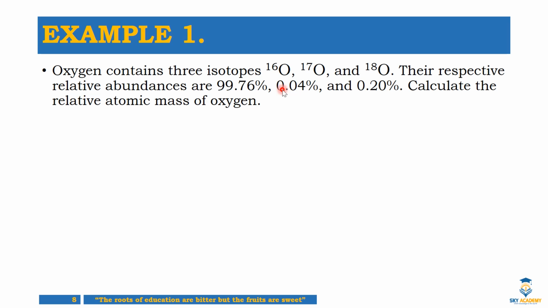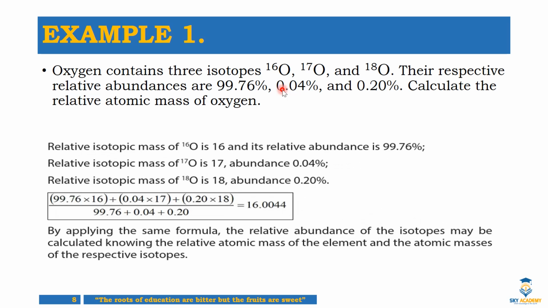So now we are going to calculate the relative atomic mass of oxygen. Here we have oxygen 16, whose relative isotopic mass is 16. Yes, this is relative isotopic mass, that is the mass of one isotope of oxygen, which is 16. And the relative abundance is 99.76. In fact, this is oxygen 16.